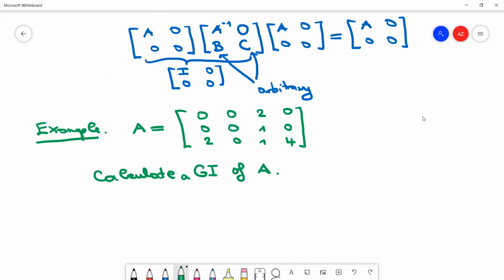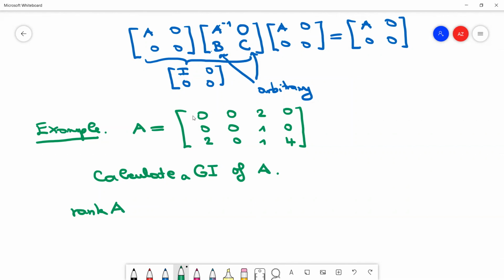So first, we have to determine what's the rank of A. And since there are less rows than columns, it's easier to observe the rows and see how many of them are linearly independent.